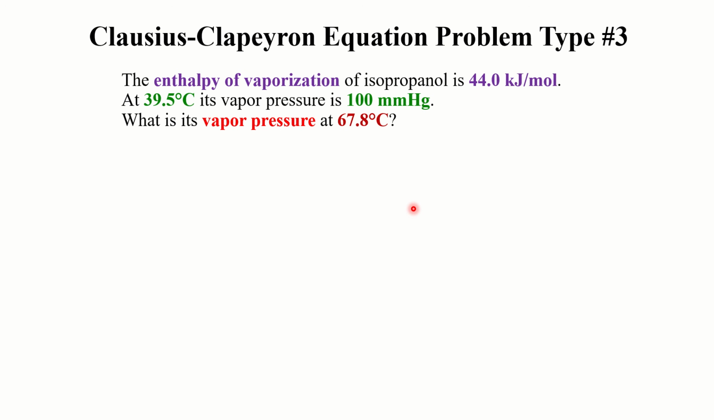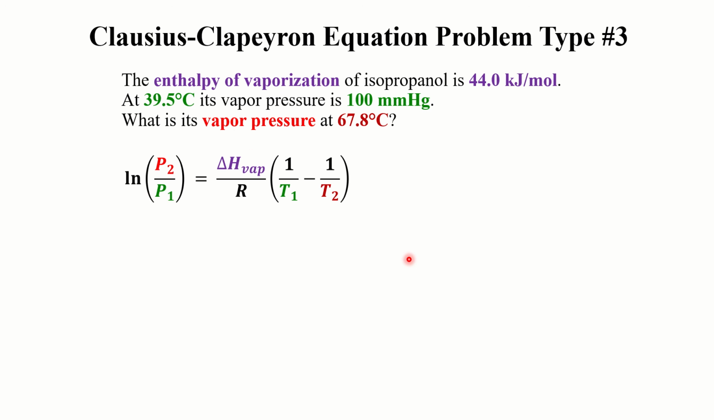All right. Example problem type number 3. Suppose you are told the enthalpy of vaporization of isopropanol is 44.0 kilojoules per mole. So now you're given the enthalpy of vaporization. You are told that at 39.5 degrees Celsius, its vapor pressure is 100 millimeters mercury, and this is a unit of pressure. What is its vapor pressure at 67.8 degrees Celsius?